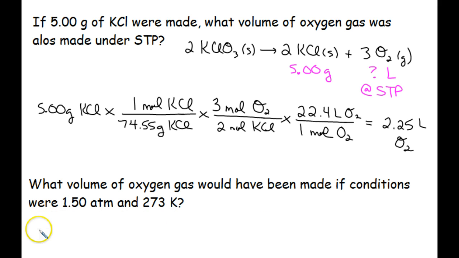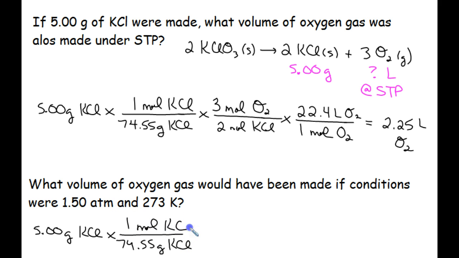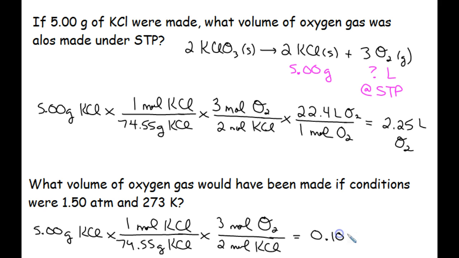Okay, so the problem would start the same. We have to convert from grams to moles using molar mass. And then again, we'll use the mole ratio to get us from moles of given to moles of desired. But we don't have STP conditions, so we can't go all the way to volume. So we're going to have to get the number of moles here.